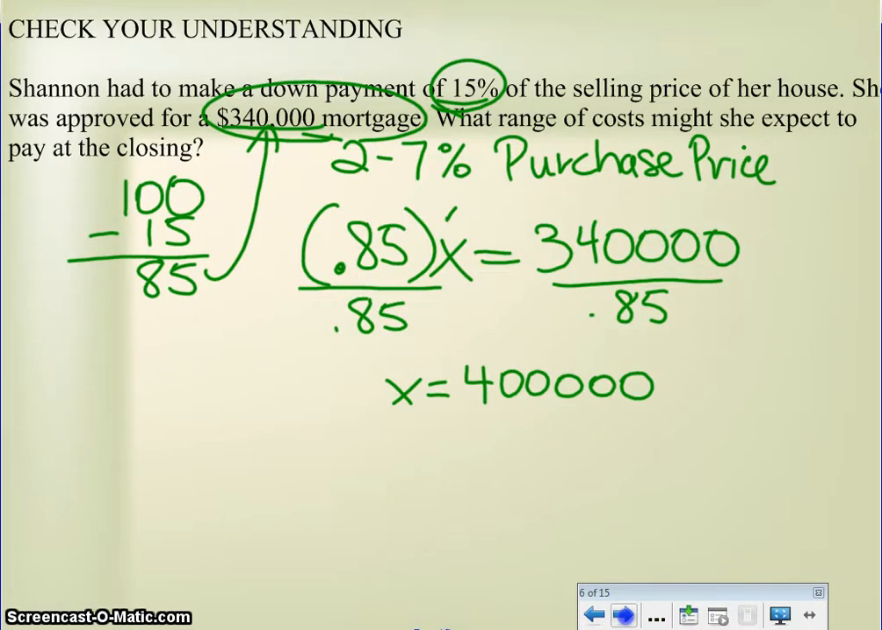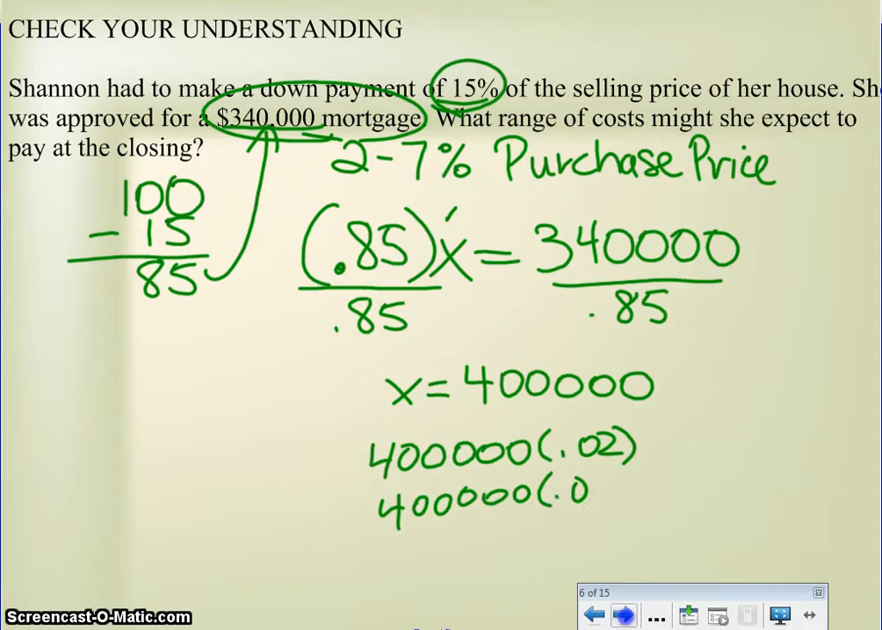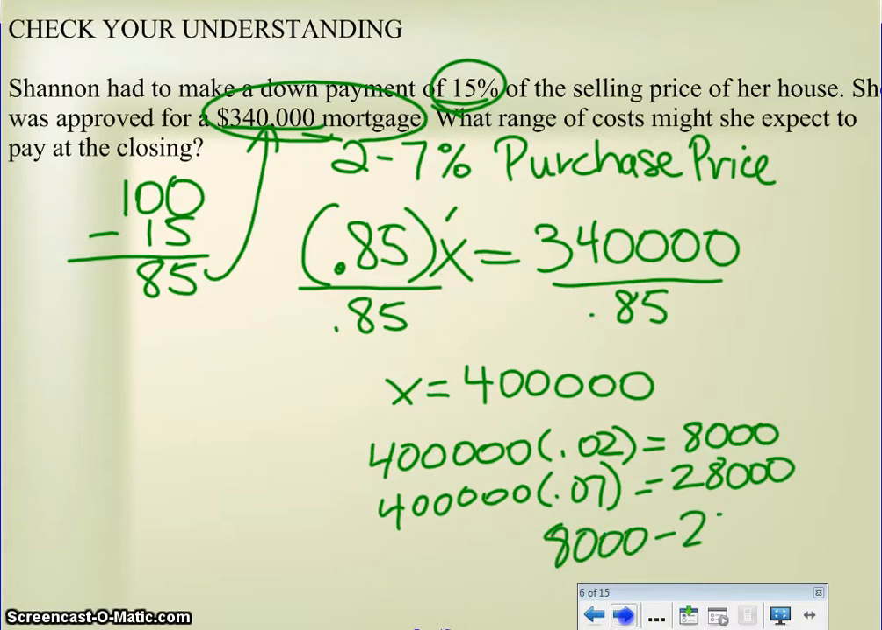And so now I'm going to take that $400,000 and multiply it by 0.02. And I'm going to take the $400,000 and multiply it by 0.07. And my closing costs are going to range anywhere from $8,000 to $28,000. So how you would see it on a quiz or a test if you were being asked, $8,000 to $28,000 is what it would look like.